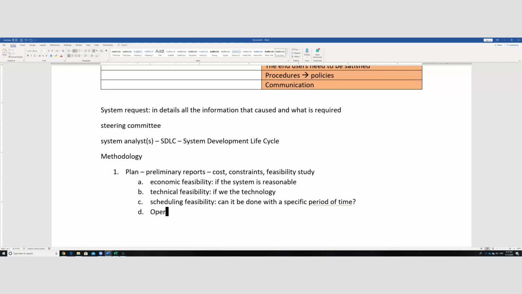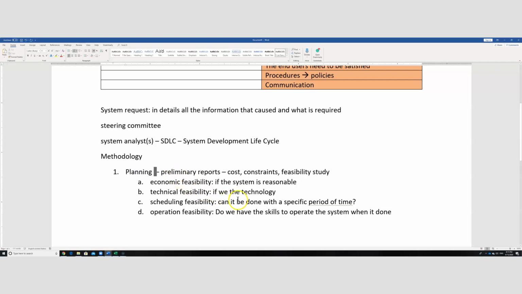Then we also have operational feasibility. Do we have the right skills to be able to operate it once it's ready? Do we have the operational scale? Do we have the skills to operate the system once it's done, when it's corrected, when it's modified? It doesn't have to be a completely new system. So those are the feasibility studies that we need to check at the end of the planning. Let's put it here. Planning is a better word than plan.